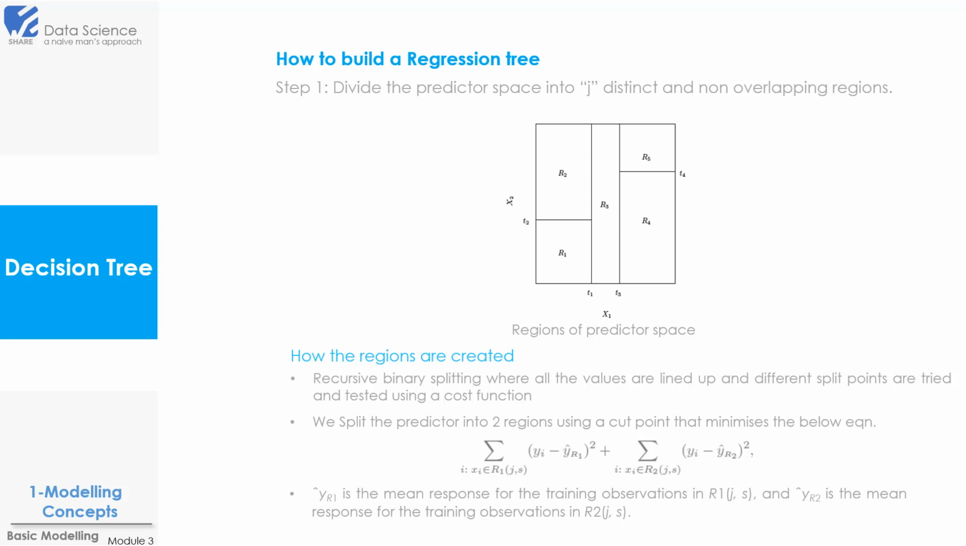Now as given in the equation here, y hat R1 is the mean response for the training observations in region 1 and y hat R2 is the mean response for the training observations in region 2 and so on. So we keep on splitting the predictor space into more regions until a stopping criteria is reached. Let's say the stopping criteria is that the region contains no more than 5 observations or any other user defined criteria. So that is how splitting is done.